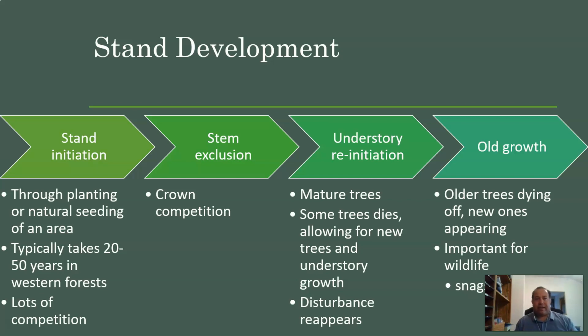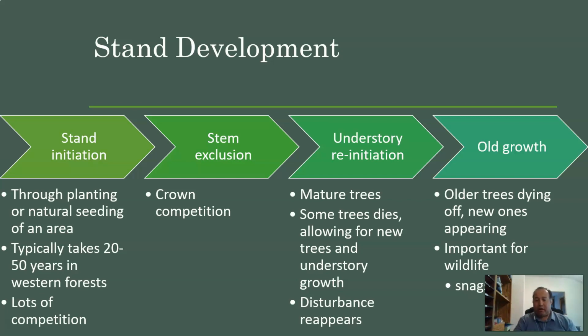Now all of a sudden, this is when trees start really developing their crowns. So we get that crown competition, figuring out who's going to be dominant, who's going to be co-dominant, and who's going to be intermediate, suppressed, and maybe die out. And so once those trees die out, now there's some light and openings for other trees.